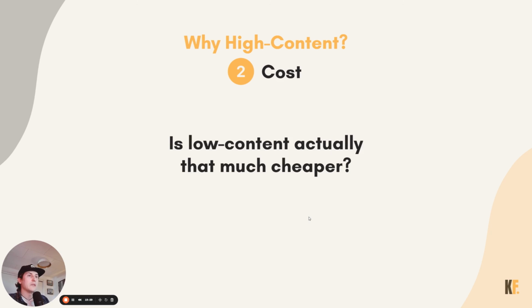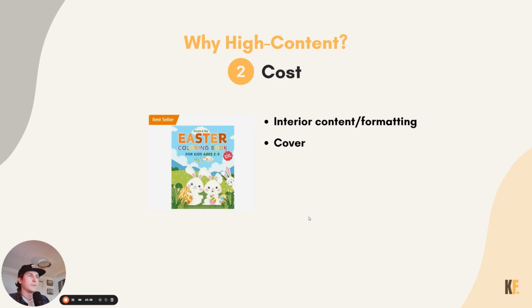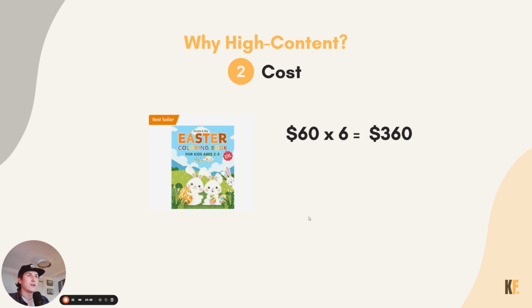So the second thing being is the cost. Is low content publishing actually that much cheaper than high content? So let's say we have to make a low content book. We have to make the interior content, the formatting, the cover. Sometimes you can actually have this done in a package with low content books that do everything, but the average price you're going to see is about 40 to 60 bucks. So let's say we're paying 60 bucks to make a coloring book. And since we have to have 6 of them to have the same result as one high content book, we're going to be spending about 360 bucks.